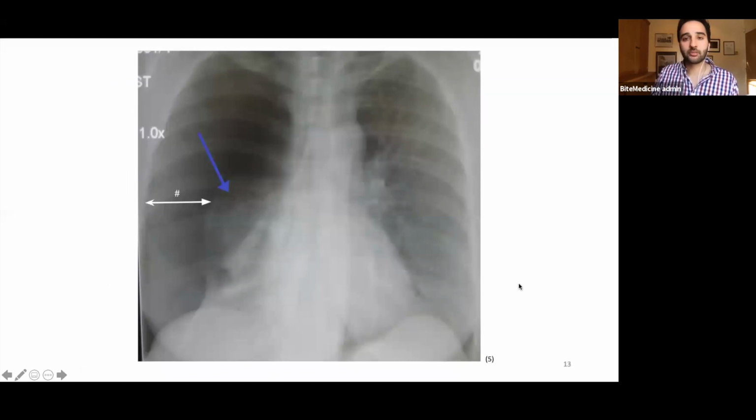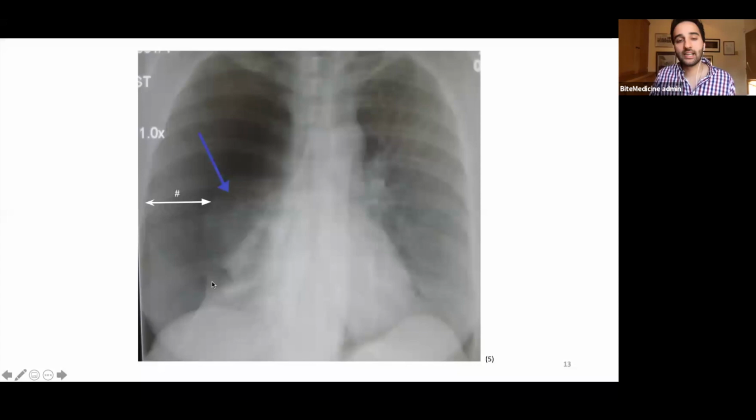So here we go. Here's a little bit blurry, sorry about that. It's the chest X-ray of a right-sided spontaneous pneumothorax. As you can see at the blue arrow, there's a loss of lung markings peripheral to that blue arrow. It shows the edge of the collapsed lung.